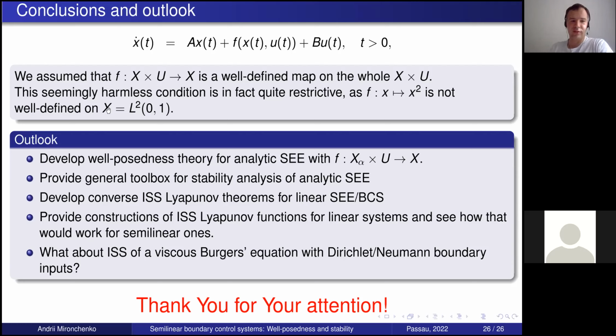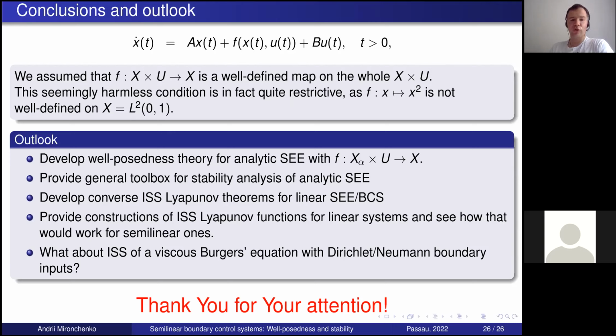So we cannot consider many nonlinear systems on L2 straight away. If we assume that X is a space of continuous functions, then that will be a well-defined map and we can do all our analysis. But for this quite classical, standard choice, our analysis just will not work. For example, we cannot analyze in this way parabolic systems with polynomial nonlinearities.